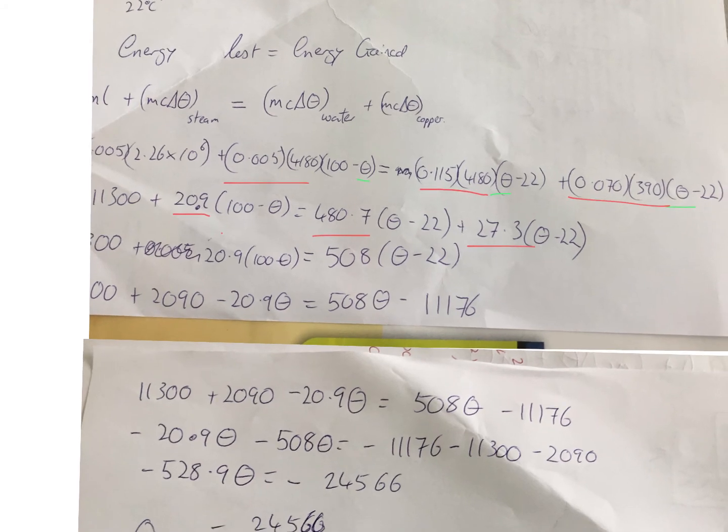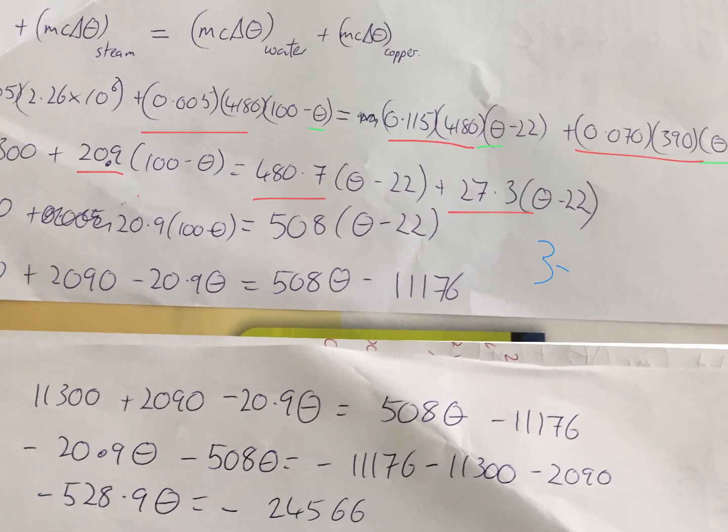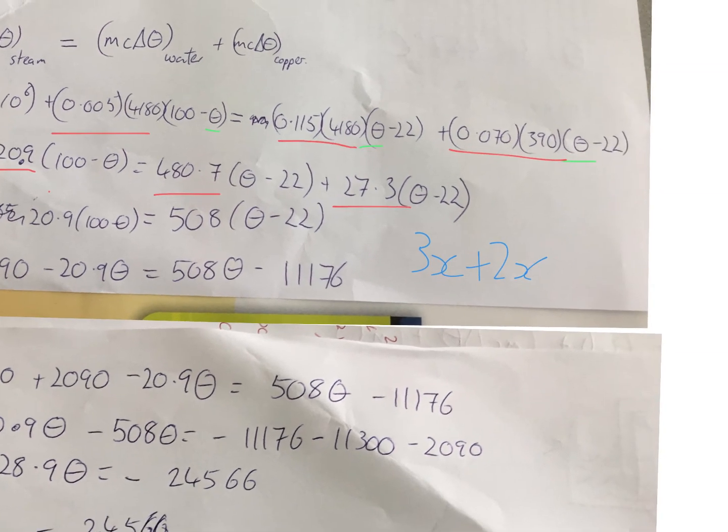So for the sake of making life easier on myself, I used a little algebra trick, the same way that 3x plus 2x, we can just add the numbers in front of them. Will give us 5x. If I've got 480.7 times theta minus 22 plus 27.3 times theta minus 22, because these numbers here are the same, I could just add the coefficients. It's a fancy word for the numbers in front of those brackets. So 480.7 plus 27.3 add together to give me 508, and then I just keep the theta minus 22. Again, it's the same thing as adding 3x plus 2x. Just add the numbers in front and then keep the thing that they're multiplied by afterwards.